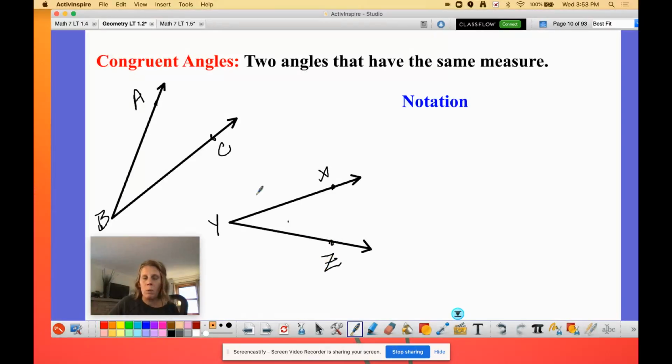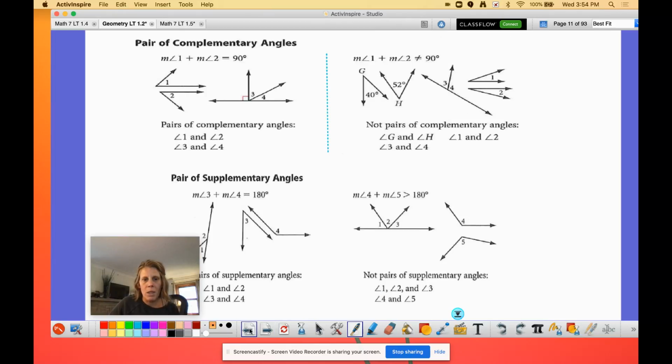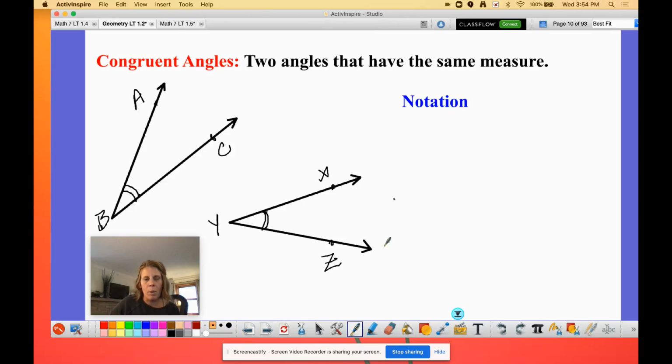The way that we would mark that these are congruent is we could do one arc like this. If we had more than one pair of congruent angles, we would do double arcs or triple or quadruple. Another thing that you can do is an arc with a little tick mark on it. So you might have something like that as well.